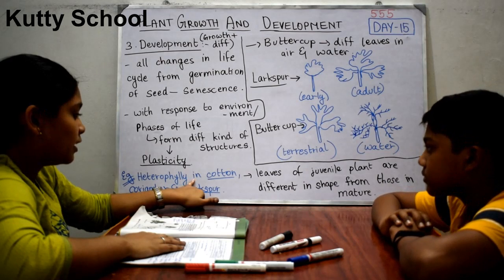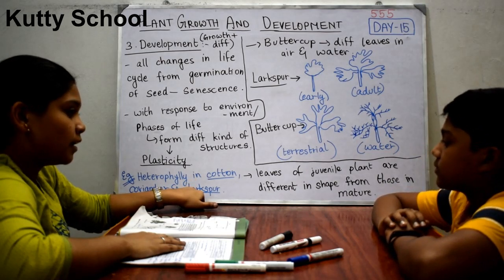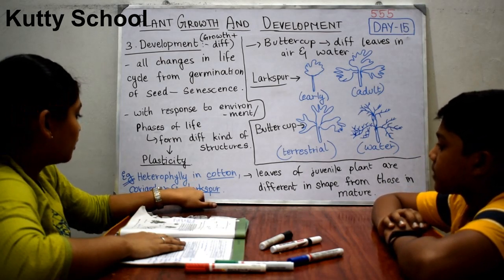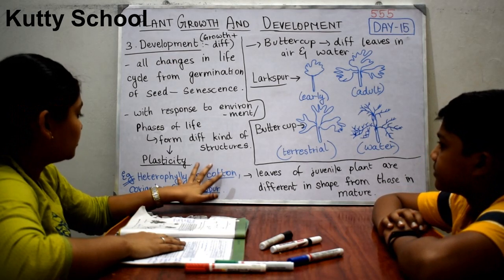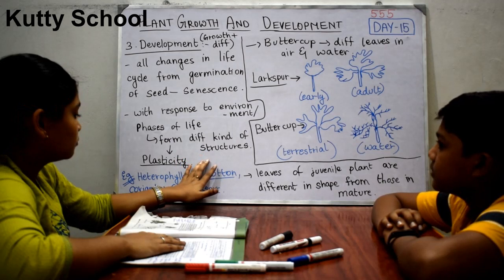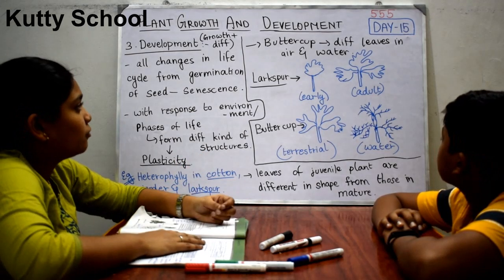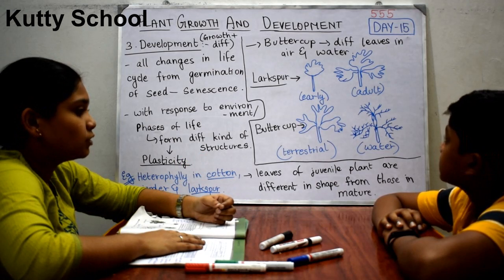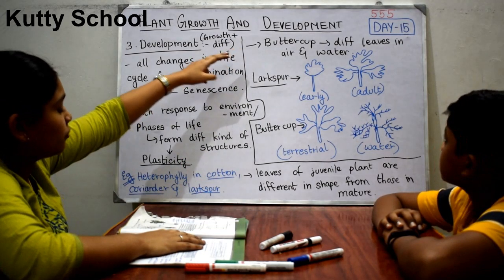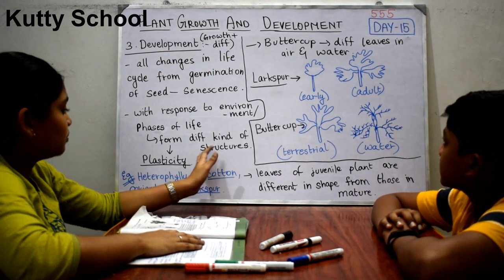Example, heterophyly in cotton, coriander and larkspur. In these three plants, they show plasticity. And if you take buttercup, they have different kinds of leaves in air and different kinds of leaves in water. So this is also a kind of heterophyly, which is plasticity.